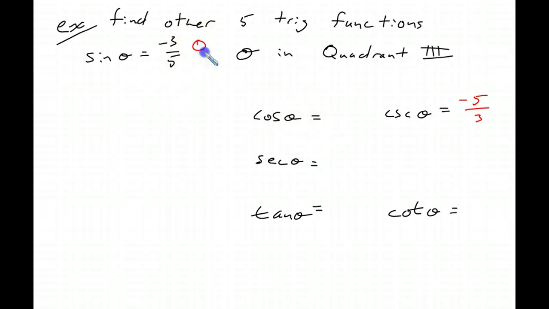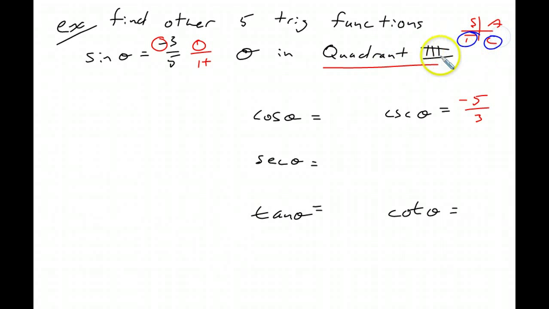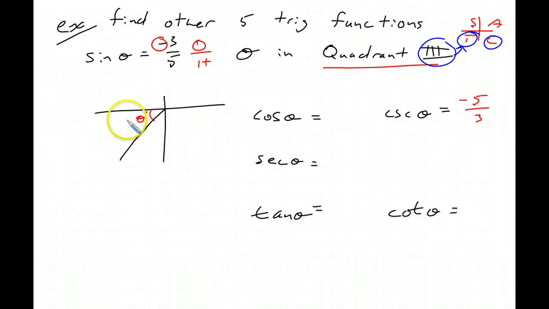However, I do know that sine is opposite over hypotenuse, it's negative, and this tells me it's in quadrant 3. Well, that's important because if I look at my All Students Take Calculus, for sine to be negative, it would have to be in quadrant 3 or 4. Since it tells me it's in quadrant 3, I'm only going to use the angle in quadrant 3. So looking at our graph, I have negative 3/5, so I'm down here somewhere. Here's my reference angle, theta prime.